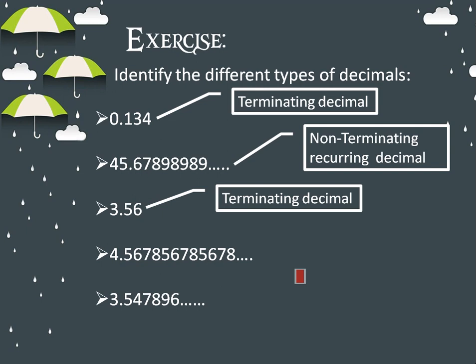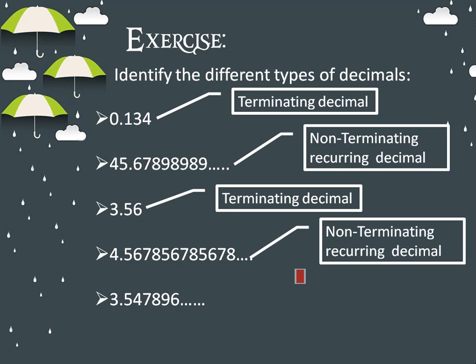The next example, 4.567856785678 and so on, is non-terminating because the division is not ending, we are getting an infinite number of digits in the decimal part. But the block of digits 5, 6, 7, 8 is repeating itself again and again, so I will say this is a recurring and non-terminating decimal.